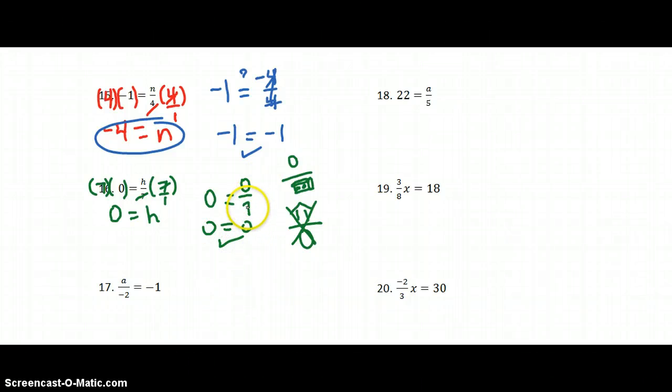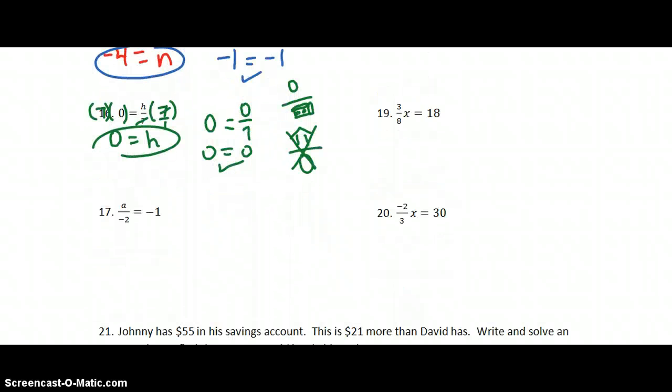Because the question is 7 times what equals 0? Well, 7 times 0 equals 0. So h is 0 in that problem. All right, why don't I let you try 17? I'll be quiet for just a minute.